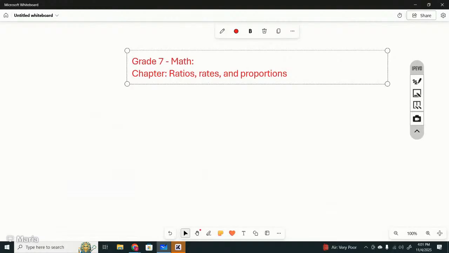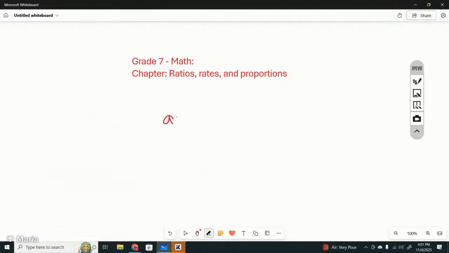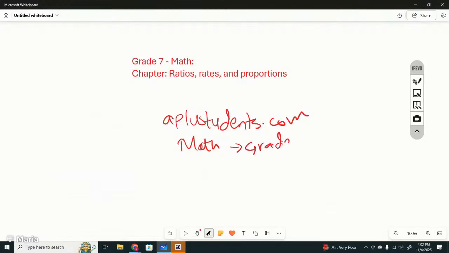Grade 7 math. You can find all the lessons on aplusstudents.com. You have to log in there using your email address and password as provided by the administrator. Then select math from the subject tab, scroll down to grade 7 math, and click on view all lessons.